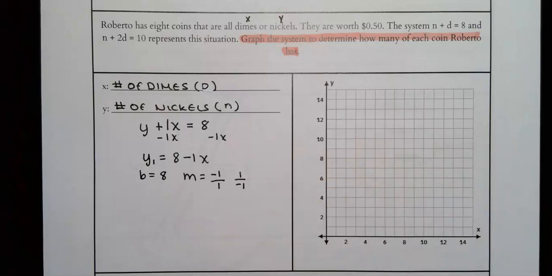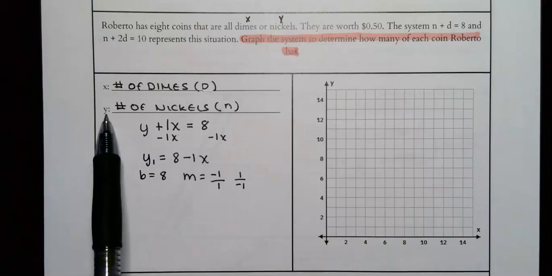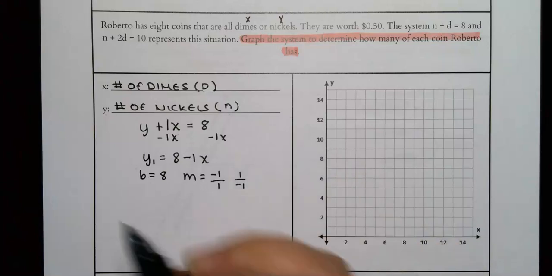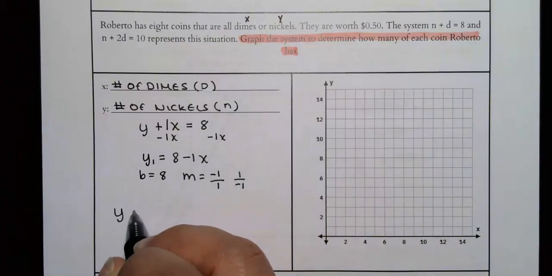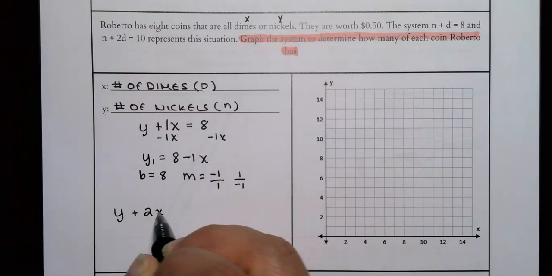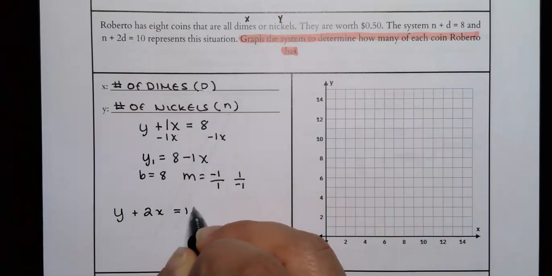All right. Let's do the same thing with the second equation that they gave us. So be careful with your n and your d because we're changing them out for x and y. So we already said that the y represents the n. So we're going to say y plus 2x is equal to 10.